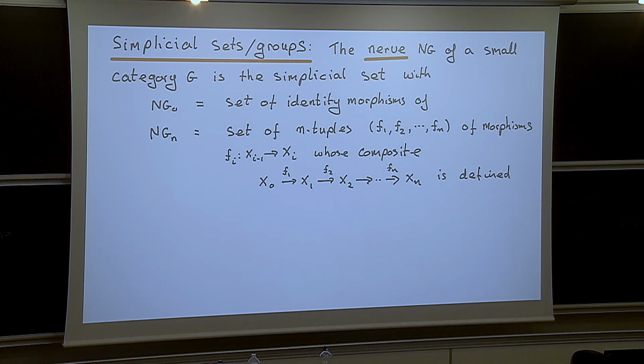In fact, for me, a category with one object is a group. So I'm just going to think of G as a group. I'm going to restrict to categories with one object. So I think of a category with one object as a monoid, and most of the time it's actually going to be a group.